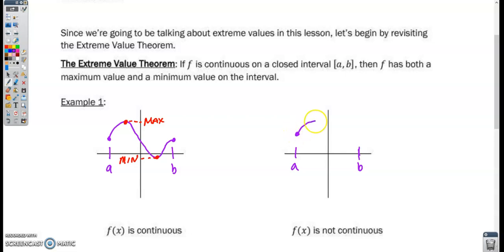For instance, here's an example of a discontinuous function that has neither a maximum nor a minimum value on the interval. Now, of course, we could have a function that was not continuous that did have a maximum or minimum value. I'll draw another one in green here. Suppose I have this function that's discontinuous, but it still does have maxima and minima. The thing is, if it's not continuous, it's not guaranteed.